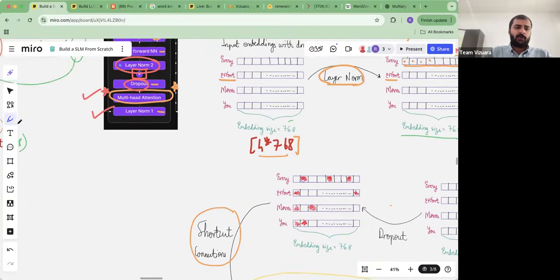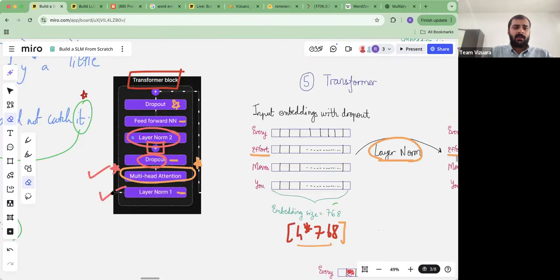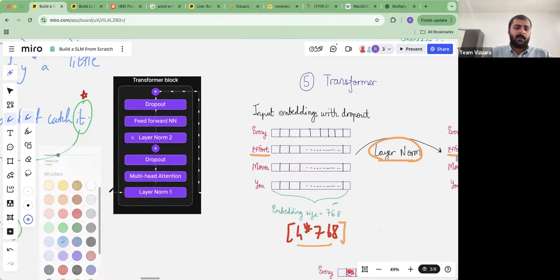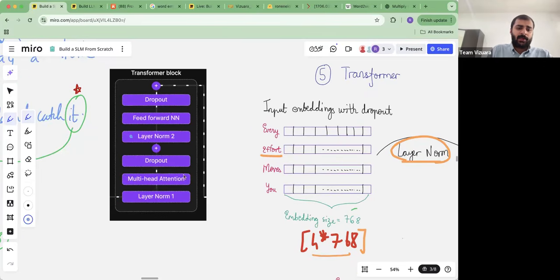Remember that out of this entire processor architecture which we saw, the two most important places are the multi-head attention and the feed-forward neural network. And these are the two places where all the advancements happen, with respect to DeepSeek latent attention, with respect to mixture of experts, etc.